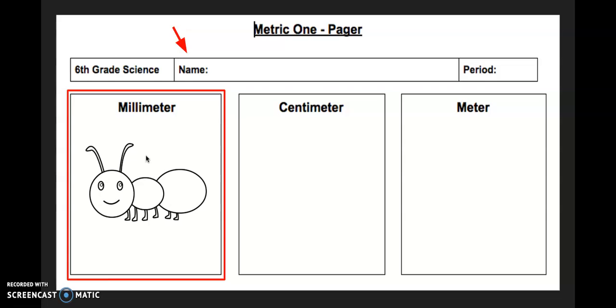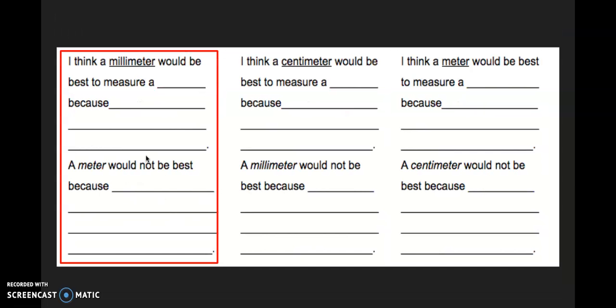All right, students, next, let's go down the page because we want to focus on millimeter right now. So your job now is to explain why you're using a millimeter to measure your object. Okay, so it says, I think a millimeter would be best to measure, I'm going to put ant because that's what we did in science, because. Now you need to think, why is a millimeter the best to use for an ant?